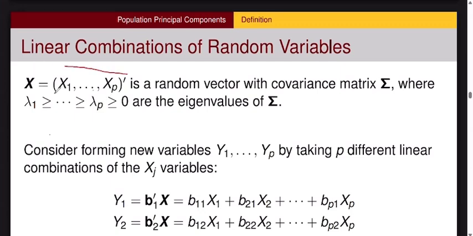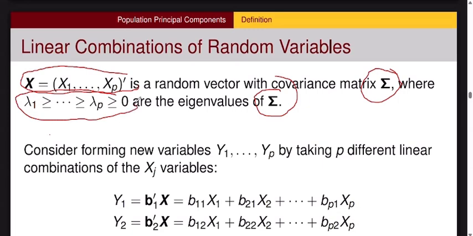I have a set of variables X1 up to XP, and among this set of variables there exists a covariance structure. Now, the eigenvalues of this covariance structure are lambda 1, lambda 2, up to lambda p. The lambda 1 here is telling us about the first principal component, which has the highest contribution, followed by the second principal component and so on. And they have to be positive.